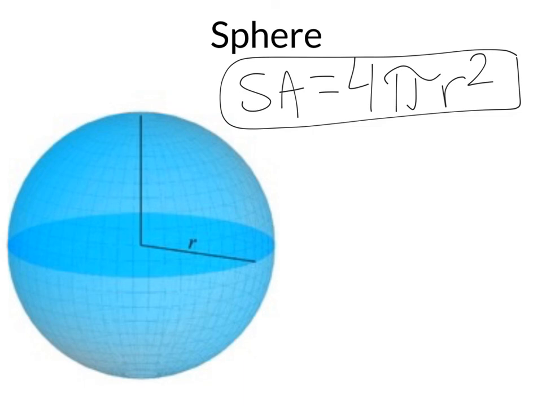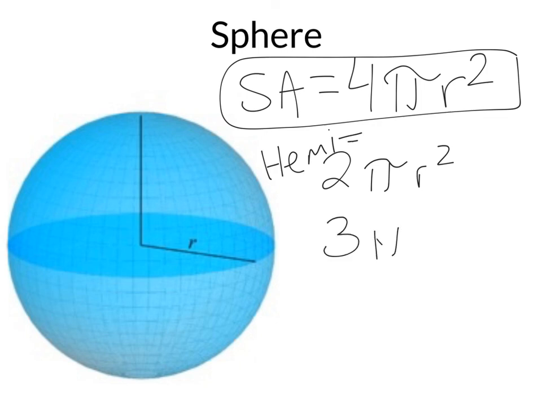Now a hemisphere is just half of a sphere, right? Well, it would be either 2 pi r squared for a hemisphere, or it could be considered 3 pi r squared. The only difference here, guys, is that when you slice this sphere in half, you see this guy right here? It's called our great circle. You create this circle base when you slice it in half.